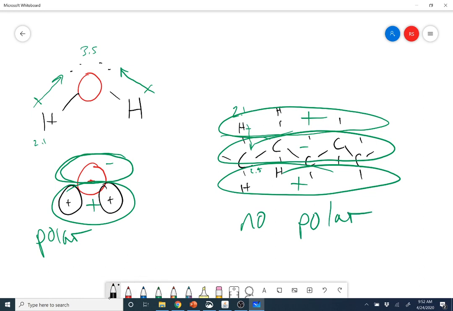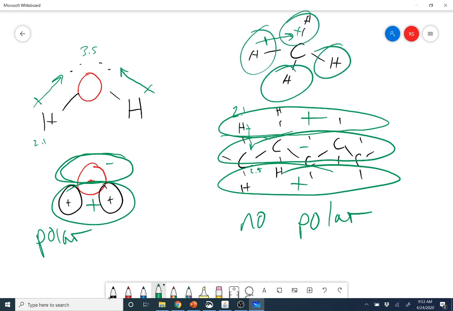A great example is if we just look at one methane. We'll draw it like the shape shows. We have that same issue where we have the electron density wanting to move towards the carbon, but that means we're going to have plus, plus, plus, plus, completely surrounding the carbon with the negative in the middle. There's no way for that to have two opposite charges and behave like a magnet. And so these are nonpolar molecules.